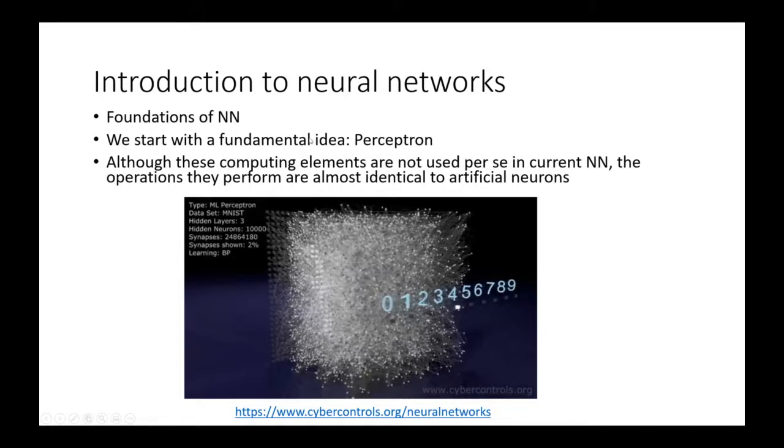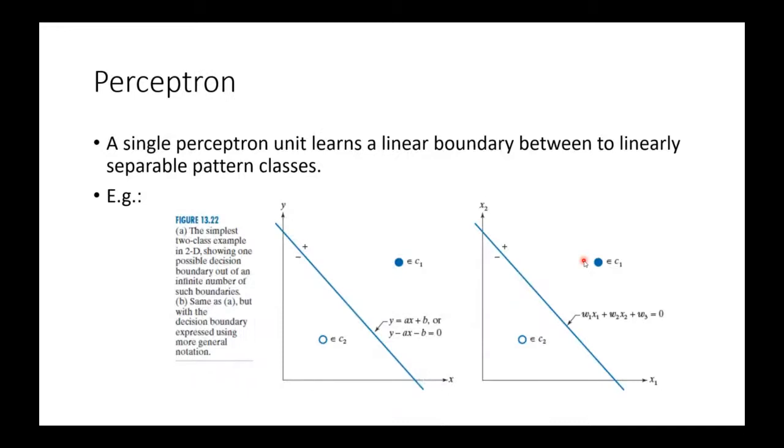We're going to start with the fundamental idea. Everybody has to start from the perceptron if you want to understand what a neural network is, what a deep learning model is. You have to start from the beginning, which is the perceptron. And although perceptrons are not used in the current neural network implementations, the operations they perform are almost identical to those of artificial neurons. Let's see then what a single perceptron does.